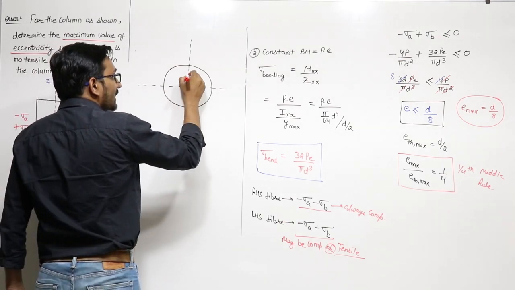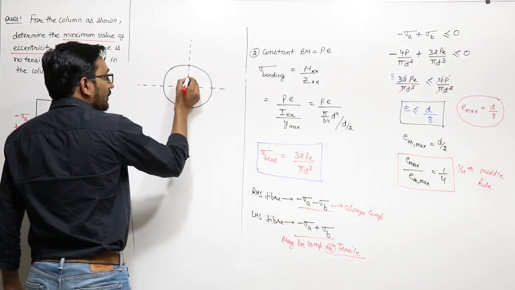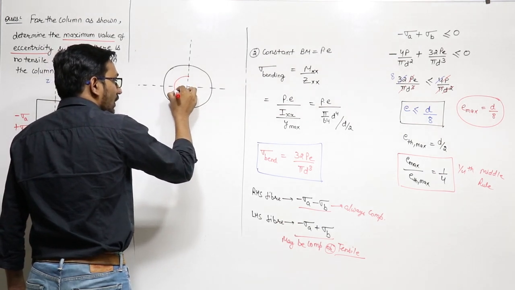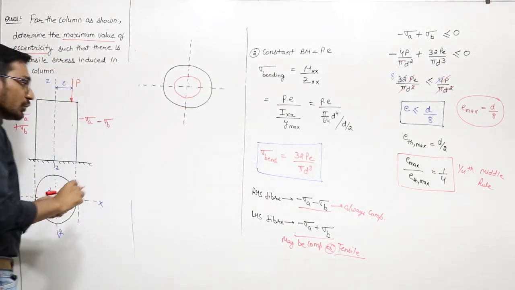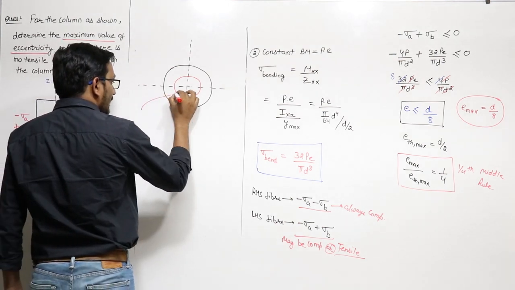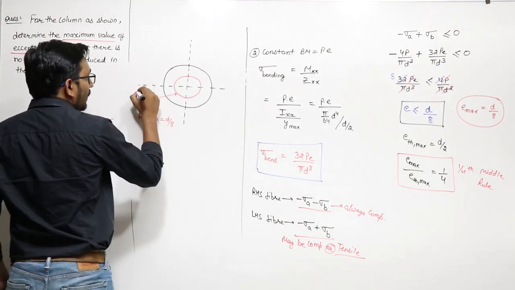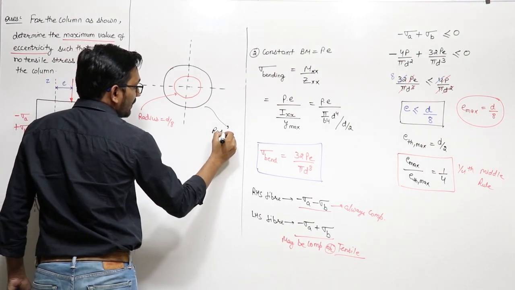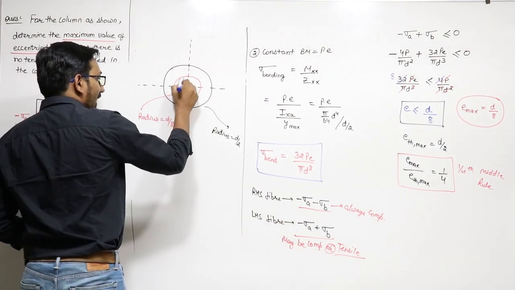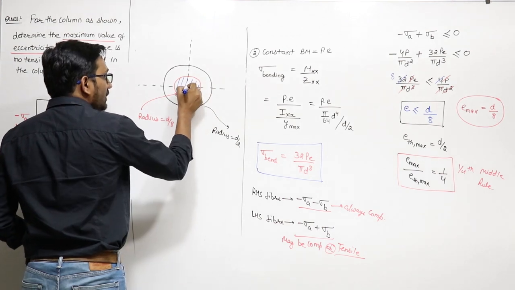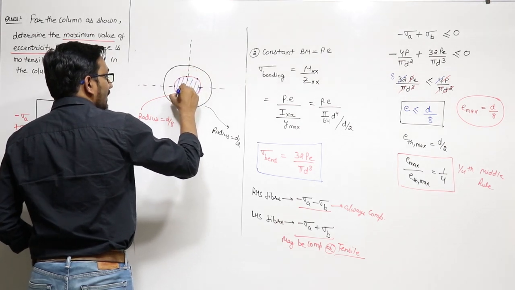And we can make eccentricity up to d by 8. Suppose this point is at d by 8. If I draw a circle at a radius of d by 8, suppose this is a circle whose radius is d by 8. The red circle radius is d by 8, and the black circle radius is d by 2. Then you will get this area from radius 0 to d by 8. Each and every point on this circle is at a radius of d by 8.